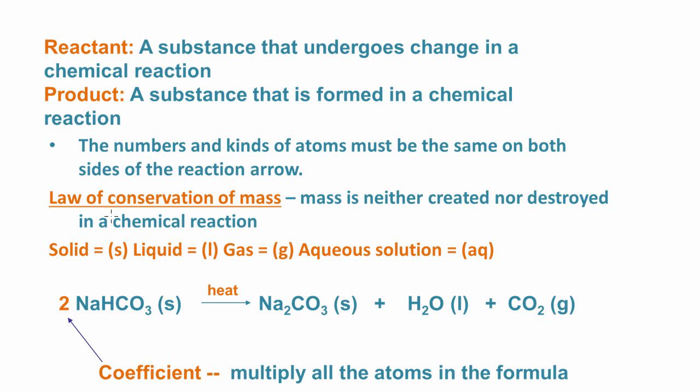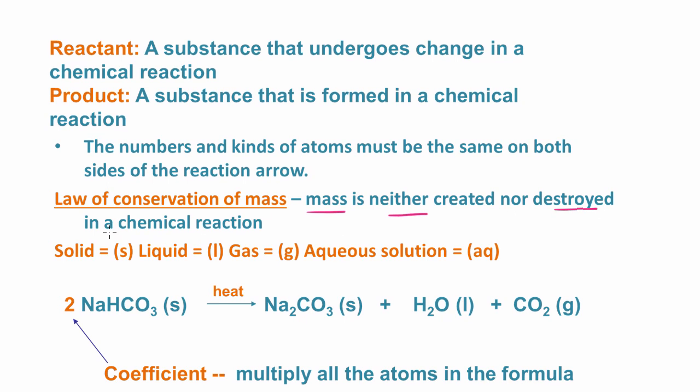Why? Because of the law of conservation of mass. It states that mass is neither created nor destroyed in a chemical reaction. So in other words, you must have the same types and the same number of atoms on both sides of the chemical reaction. And think about it. Atoms don't just appear and they don't just disappear.